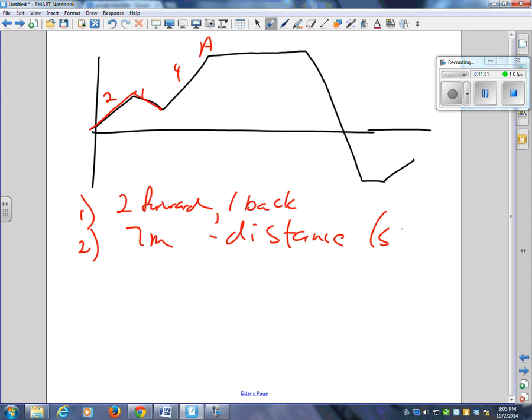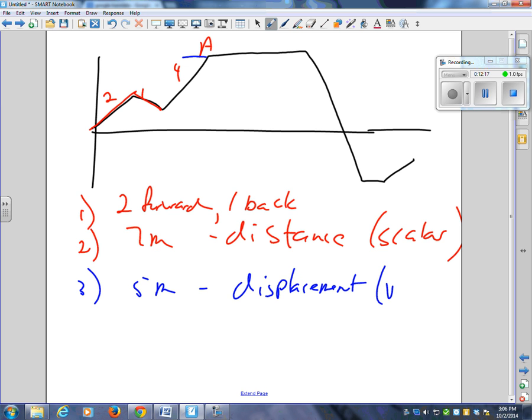Distance is a scalar. We are not talking direction here. Okay, Alex, seriously. 7 meters is the distance, okay? Now in the next question, how far is the cart from the starting point when it's at point A? That is known as the displacement, 5 meters. Yes, 5 meters, and that's known as the displacement, which is a vector quantity. There is a difference. Make sure you know the difference.